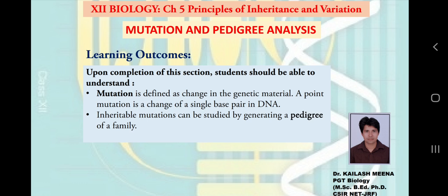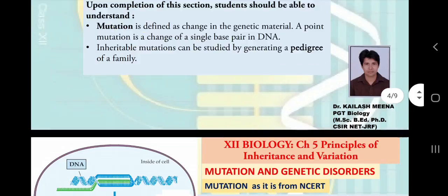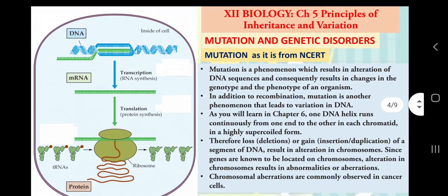So upon completion of this section, students should be able to understand: first, mutation is defined as change in the genetic material. A point mutation is a change of single base pair in DNA. The second learning outcome is inheritable mutations can be studied by generating a pedigree of a family. Now let's start our video.